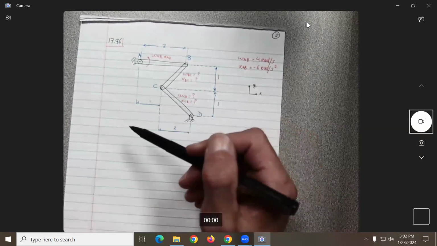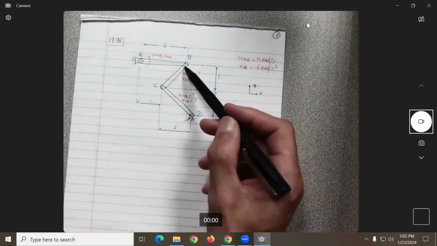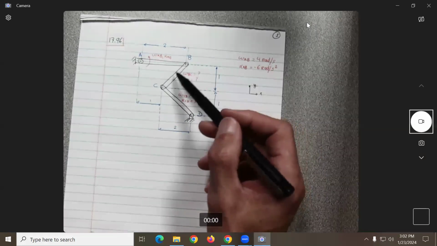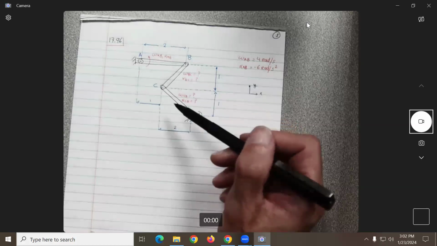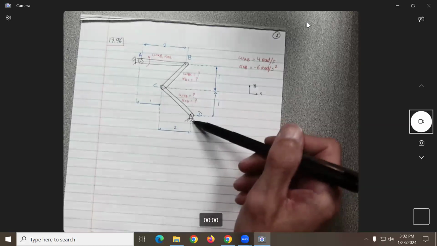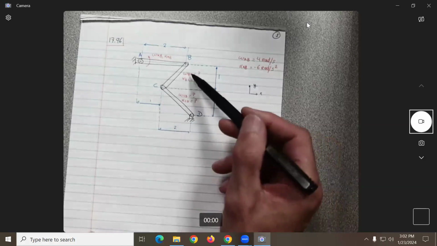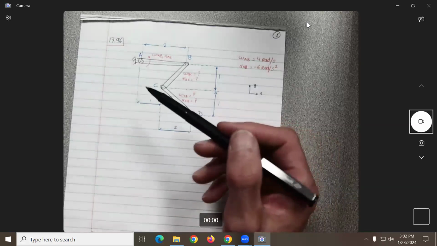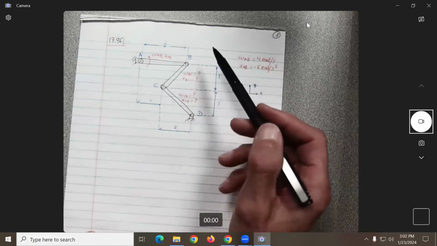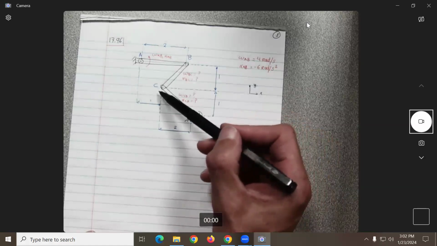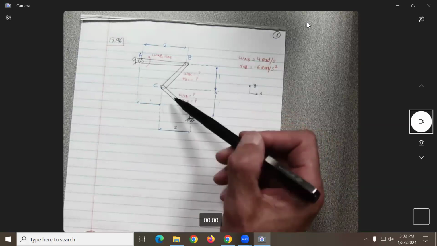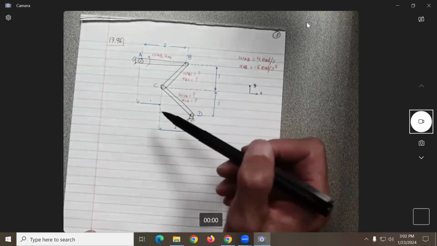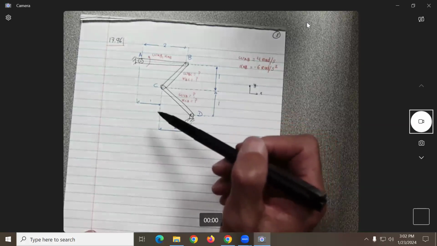So what is the strategy? What is the common point between these two links? C. So we can find the velocity of point C from point B. We can find the velocity of point C from point D. We equate those two equations. We're going to be able to solve for omega BC and omega CD. Next thing, we're going to do exactly the same thing, but instead of finding the velocity, we're going to be finding what? The acceleration of point C from point B, the acceleration of point C from point D. We equate, we're going to be able to find the angular accelerations. Okay? So let's go for the velocities first.